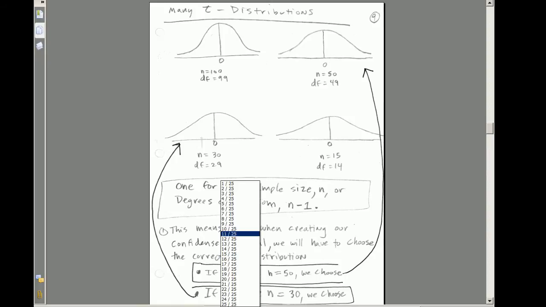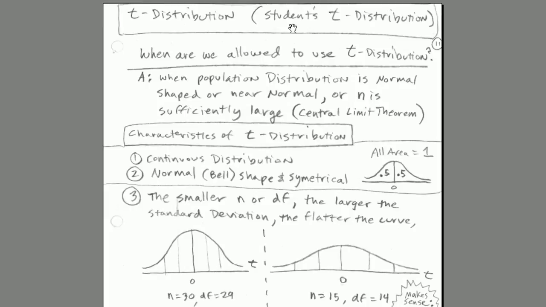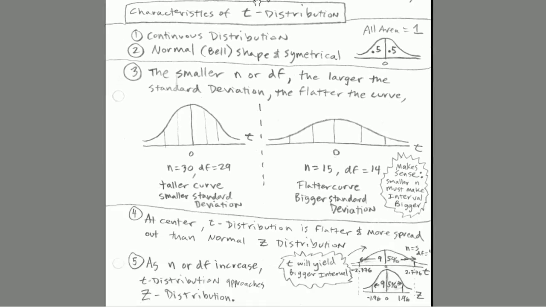Now I'm going to go 2 slides ahead. T distribution. It's also called the student's t distribution. We first need to think about when we're allowed to use the t distribution. You can use it when the population distribution is normal shaped or near normal, or n is sufficiently large, using the central limit theorem. Characteristics. Very similar to the z distribution. Continuous, normal or bell-shaped, and symmetrical.